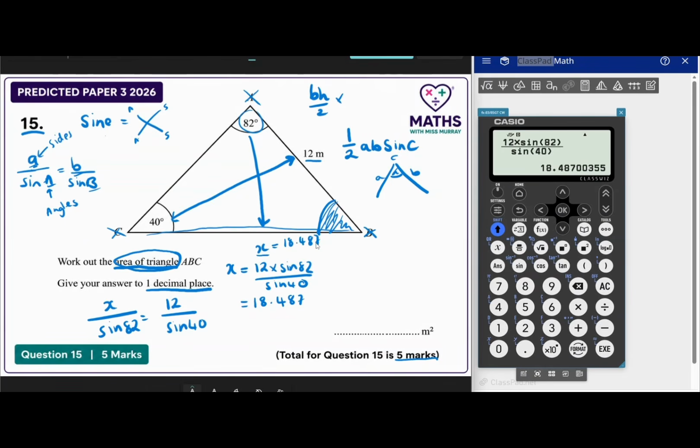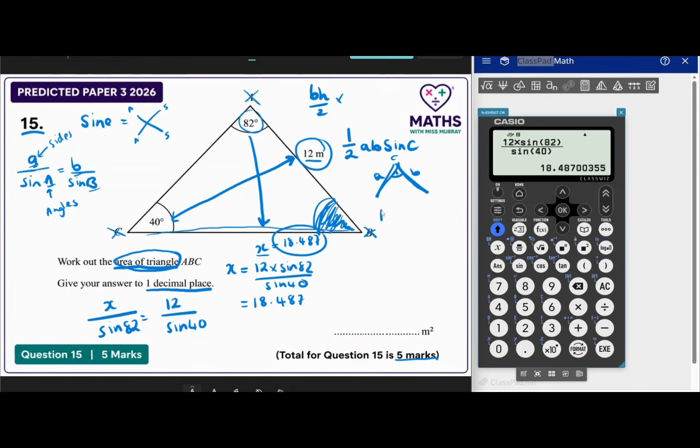This side here is 18.487. So now if I'm going to use the area formula, bearing in mind what I said here, you need two sides with the angle in between. Again, the letters aren't really important apart from determining which go where. Just because this was A in this formula, it doesn't have to be A in my other formula. I've got this side and I've got this side, so I need the angle between them.